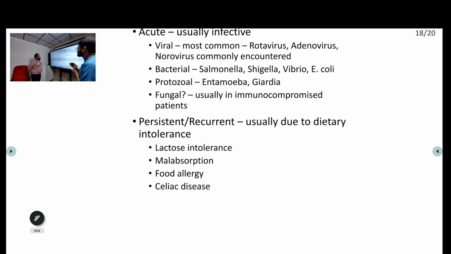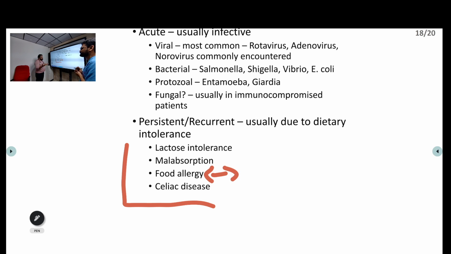Then persistent or recurrent diarrhea, a very important thing that you have said: lactose intolerance, malabsorption, food allergy and celiac disease. Food allergy is one of the most common things that we need to suspect. The child is not having any fever, with recurrent episodes of diarrhea. Why? Maybe it's just a food allergy and you need to avoid that food material. Okay.